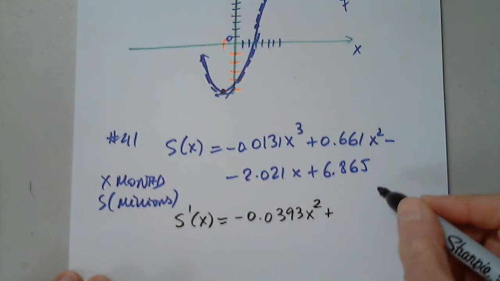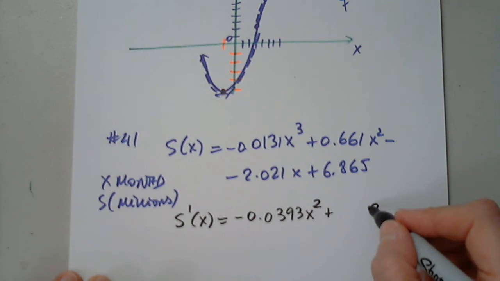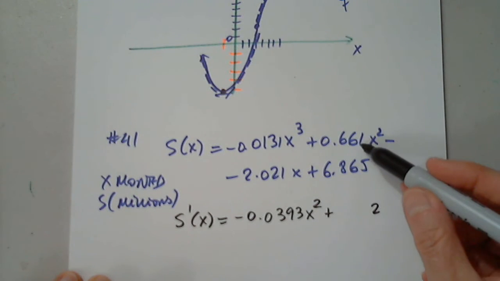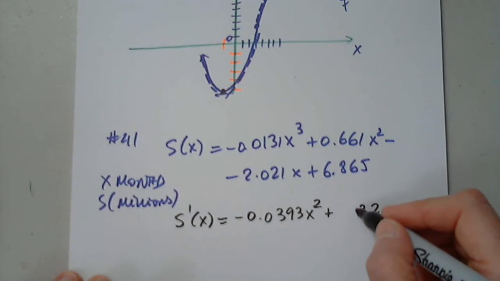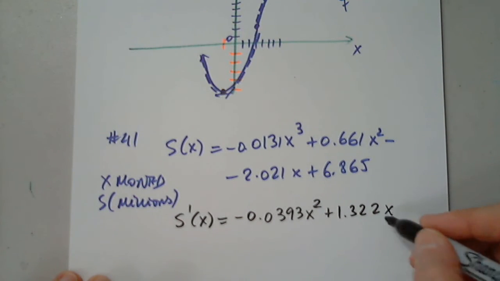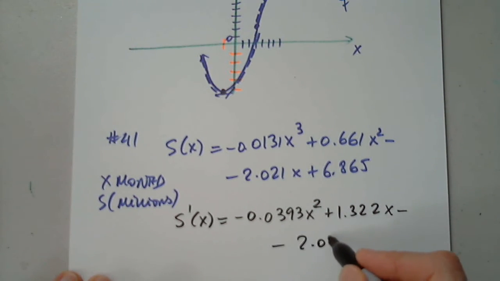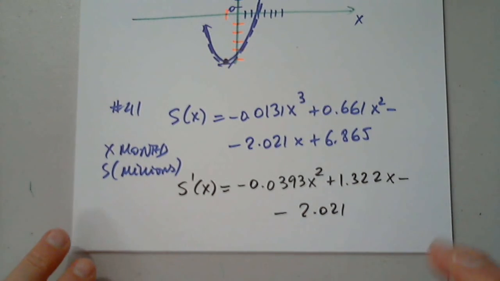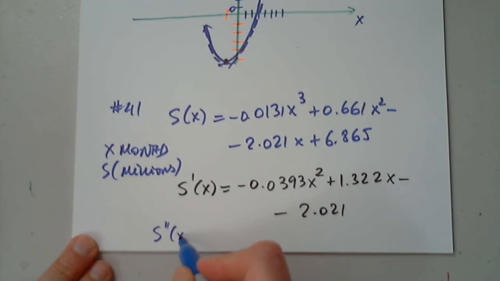393x squared plus, let's see, 2, what am I doing? Okay, 2 and 1, 3 and 1, okay? And x and minus 2.021. Perfect. I found the first derivative. Do I stop? No. I will continue with the second derivative because I need points of inflection if they exist.